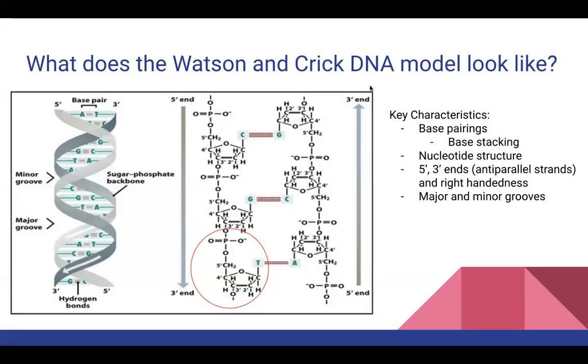Key characteristics that are associated with this DNA model are base pairings and base stackings, nucleotide structures, which I have circled here, antiparallel strands, right-handedness, and major and minor grooves. All of these will be looked at further in the presentation.